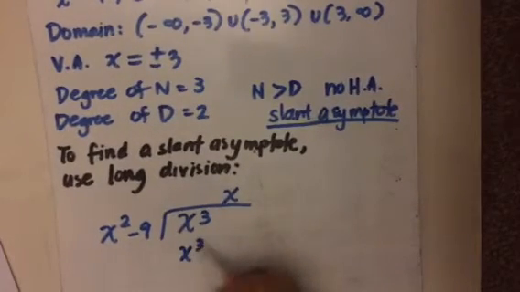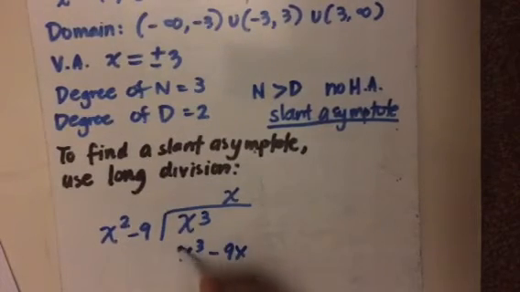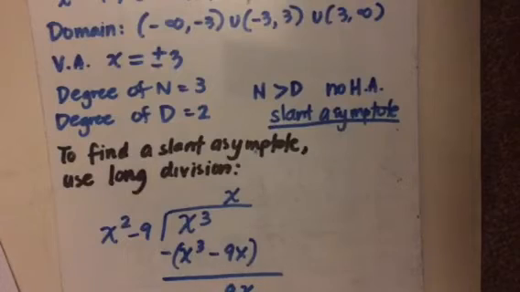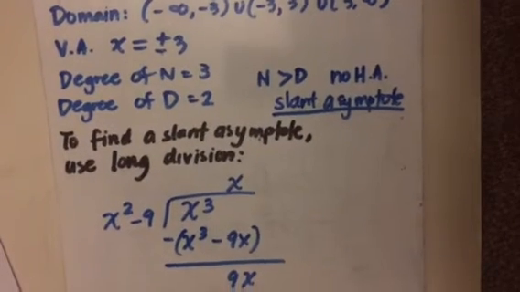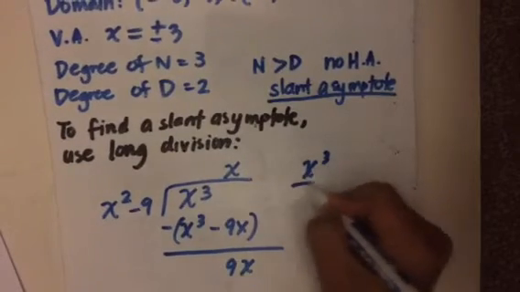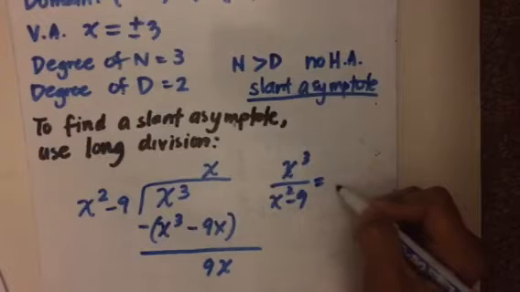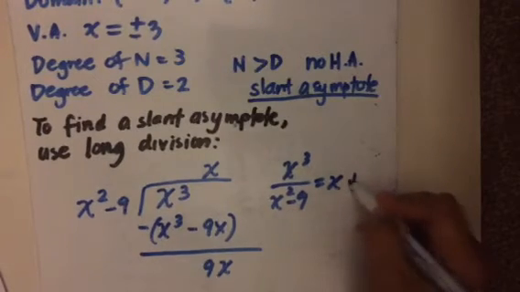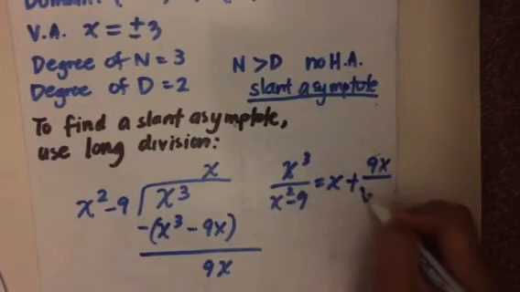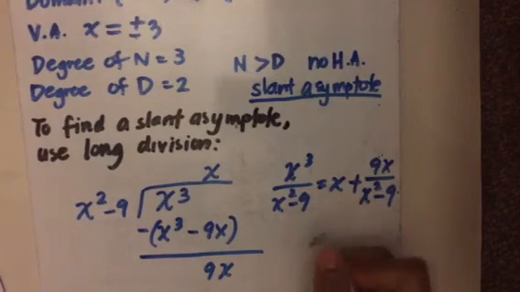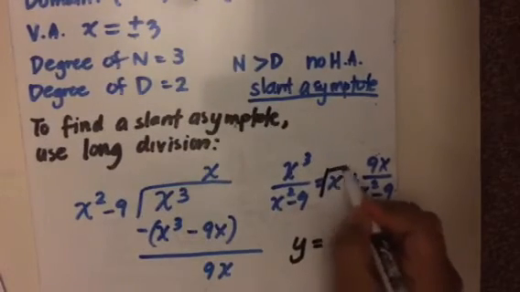Multiply, we get x cubed. X times negative 9 is negative 9x. Subtract, we get positive 9x. And so the quotient, we now have x cubed over x squared minus 9 is equal to the quotient x, and we have a remainder of 9x over x squared minus 9, which gives us our slant asymptote. Our slant asymptote is going to be the equation y equals the quotient, which is x.